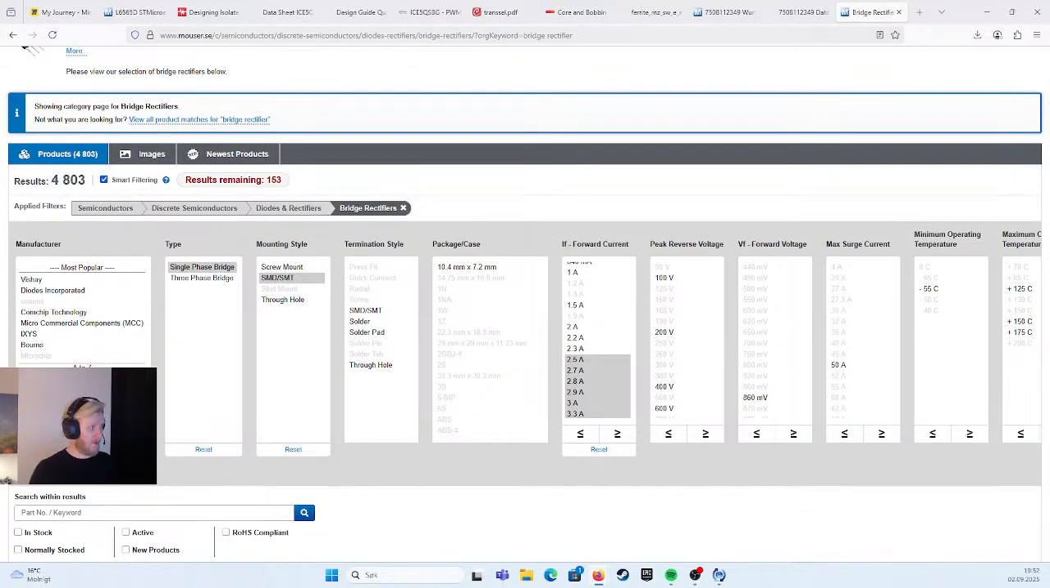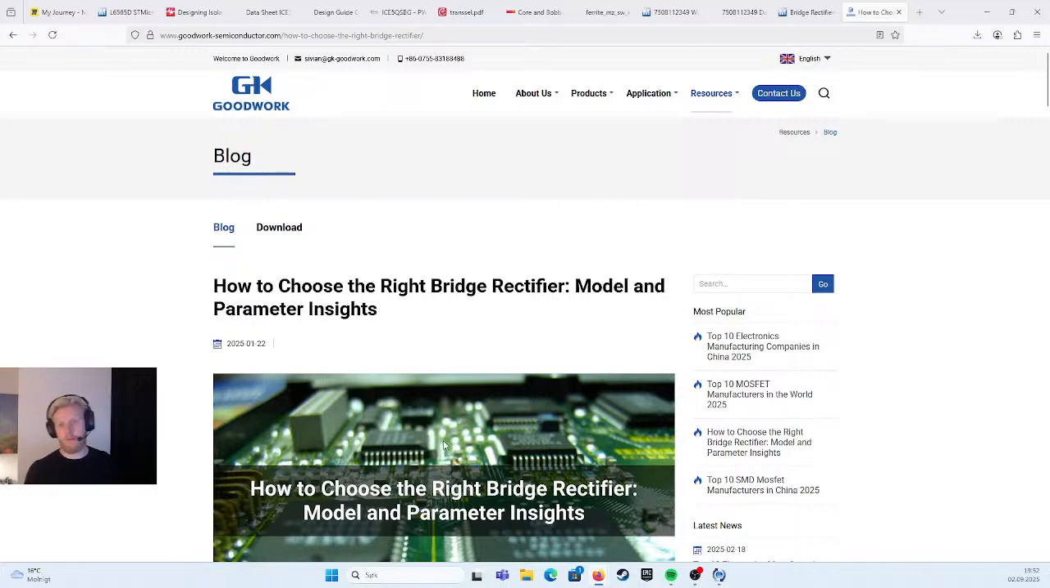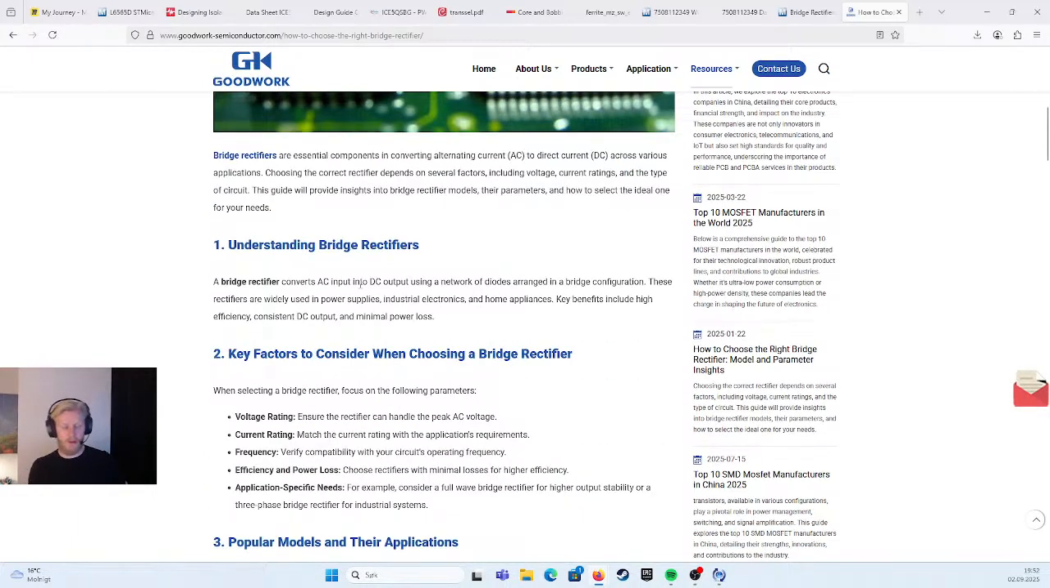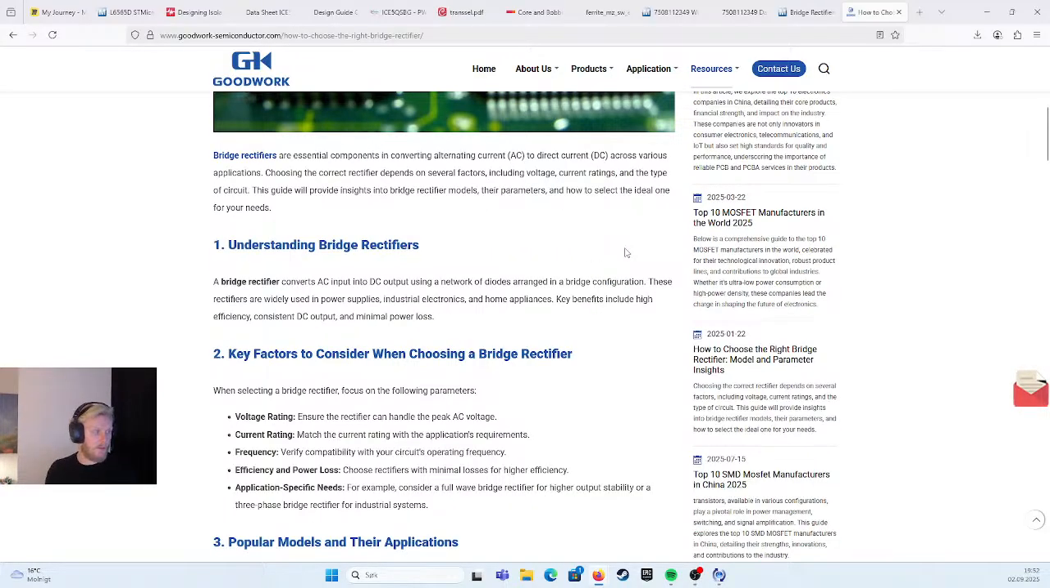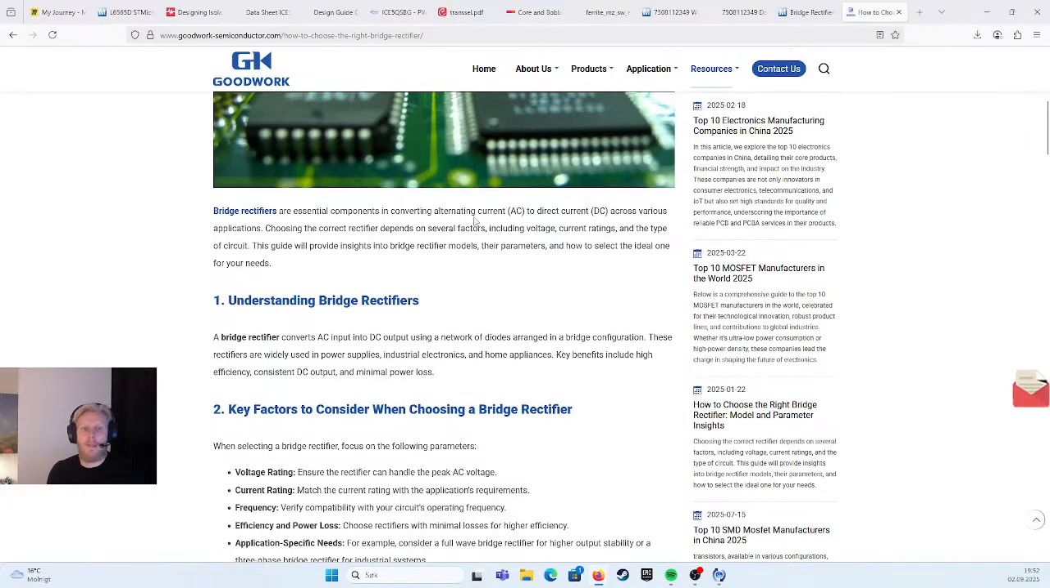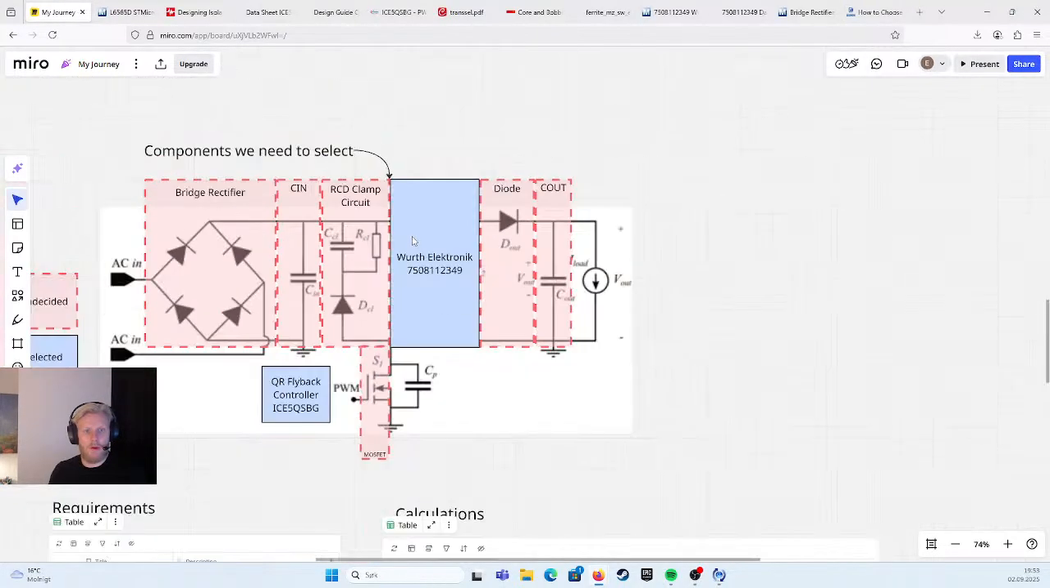Let's Google selecting a bridge rectifier for AC/DC design. So I'll just pick up one article that I find and read it and get a sense for why we are choosing these or how. So we know how it works at least.